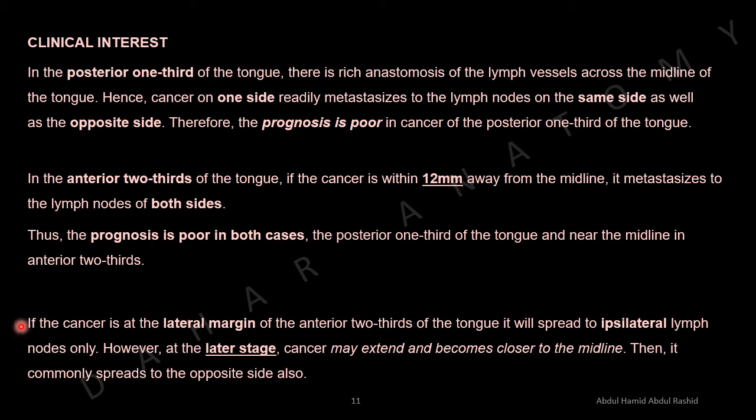If the cancer is at the lateral margin of the anterior 2/3 of the tongue, it will spread to ipsilateral lymph nodes only. However, at the later stage, cancer may extend and becomes closer to the midline within 12 mm range. Then it commonly spreads to the opposite side also.